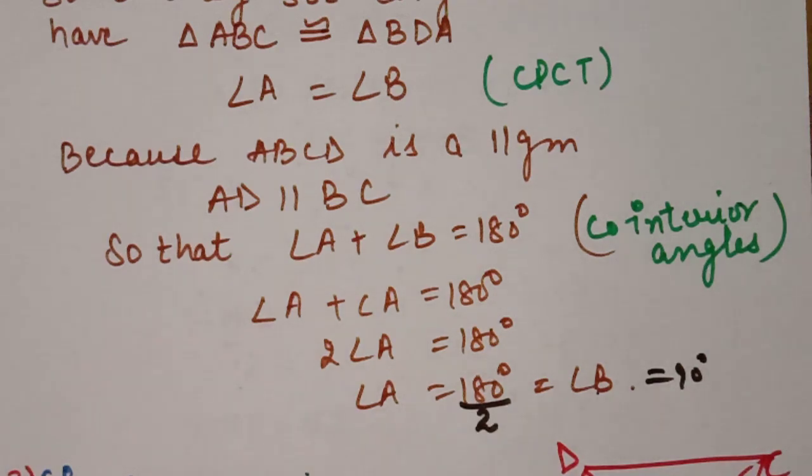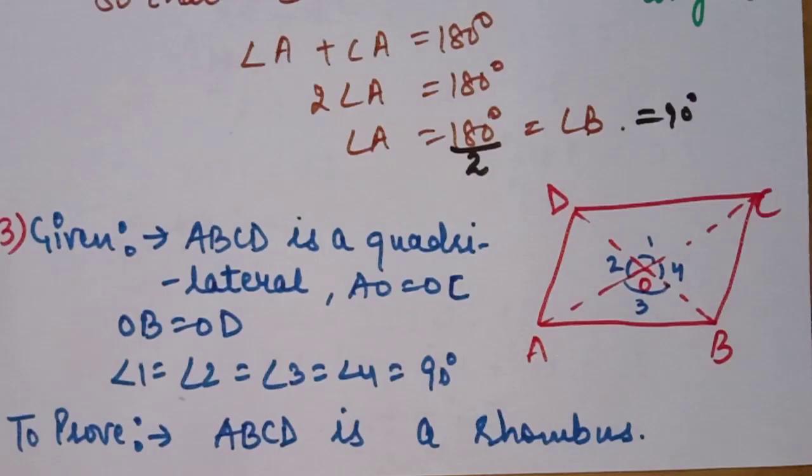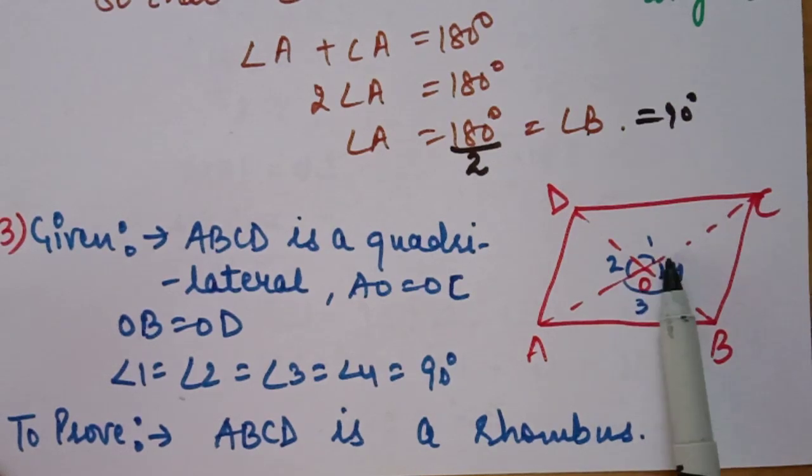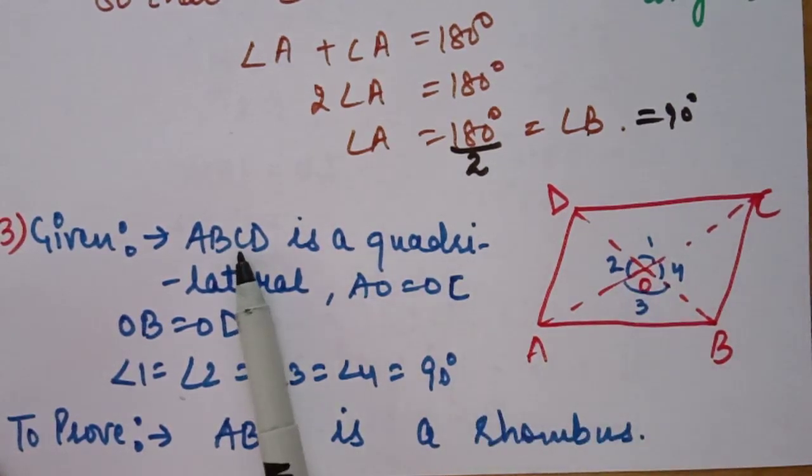So students, this is your question number 2. Now question number 3 of exercise 8.1. Show that if the diagonals of a quadrilateral bisect each other at right angles, then it is a rhombus. Students, try to understand what is given and what we have to prove. So he wants to say that if in a quadrilateral the diagonals bisect each other at 90 degrees, then it is a rhombus.